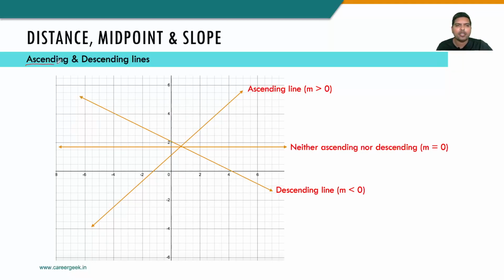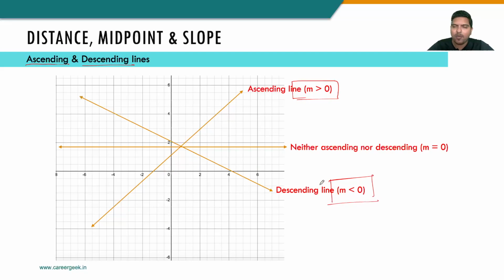The next one is ascending and descending lines. So an ascending line will look something like this. It moves up. As you go to the right, it moves up. And for an ascending line, the slope is positive. We'll see why the slope is positive. Now a descending line, as you move to the right, will go down. Descending, as the word suggests, will go down. So the slope of a descending line is negative.